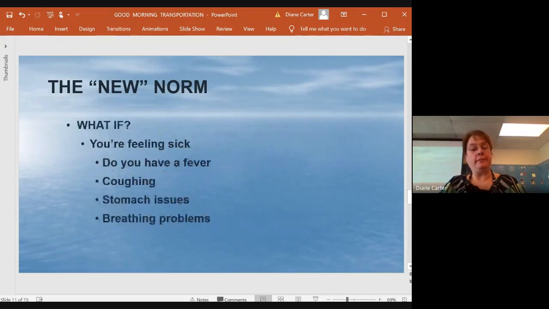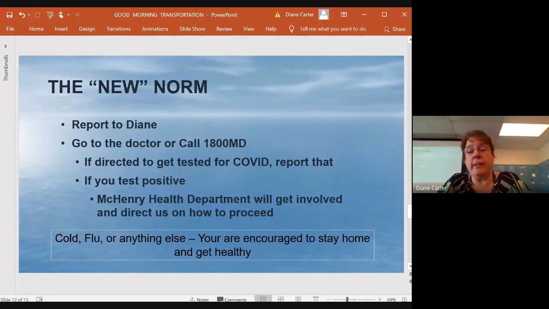What if you're feeling sick? Do you have a fever? Are you coughing? Do you have stomach issues? Do you have breathing issues? Those are the things I'll need to know when you are sick, if that's what's bothering you. And that'll be passed up line so that I can get directions from our nursing staff. What you're going to be told is you need to go to the doctor or you need to call 1-800-MD. 1-800-MD is our online nurse triage. They will talk you through your symptoms.